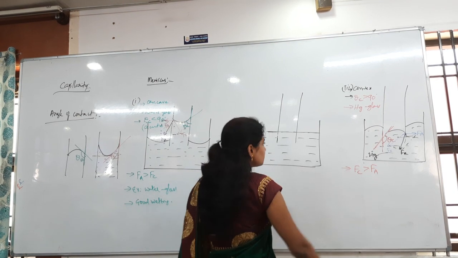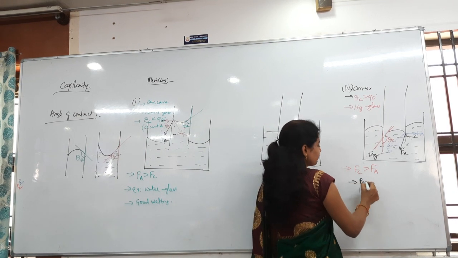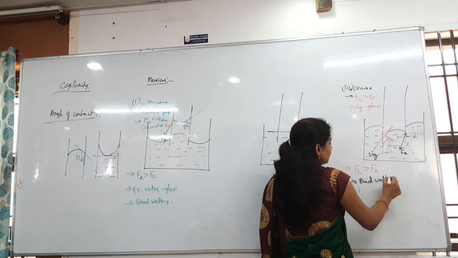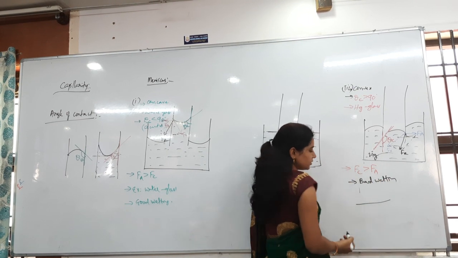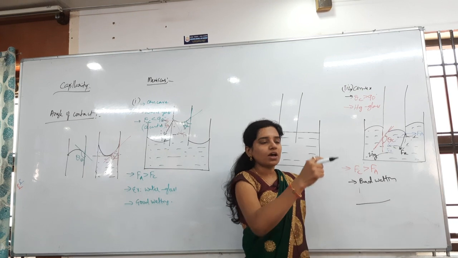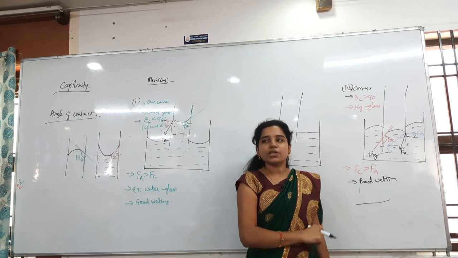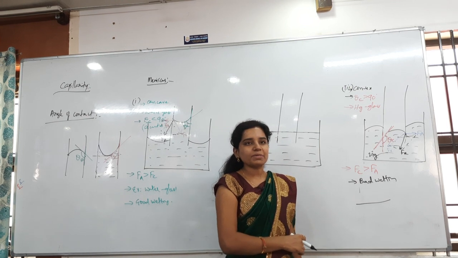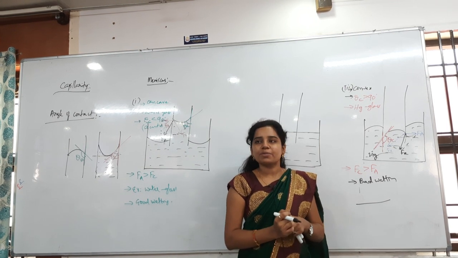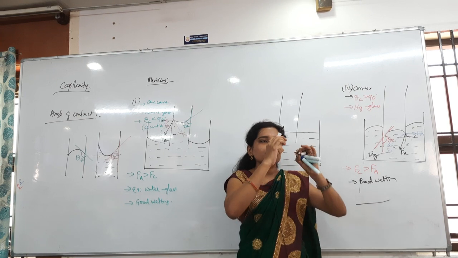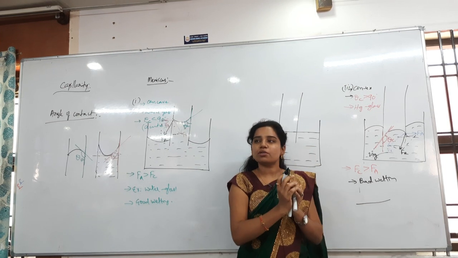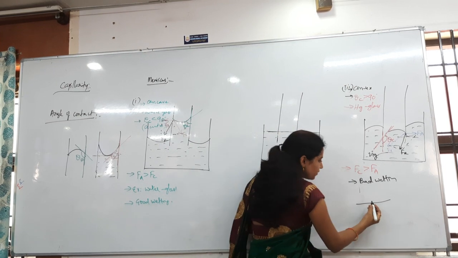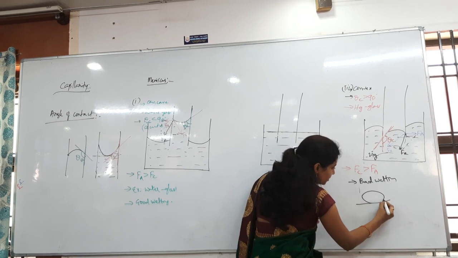Yes, next, this one is which wetting? This one is a bad wetting. Why? Because this is a glass surface, and whenever you drop a mercury drop on it, what happens? It will not spread over. It will acquire the minimum surface area, as compared to water. Actually, how it will be there means it will be there like this.